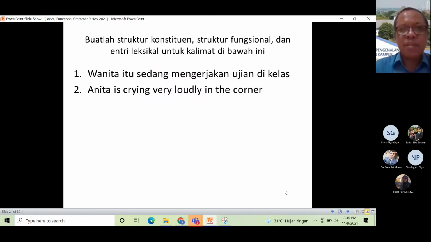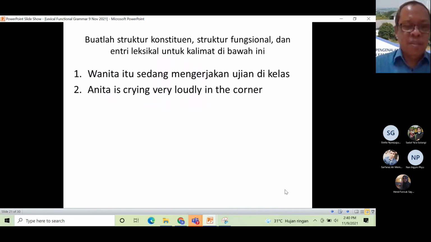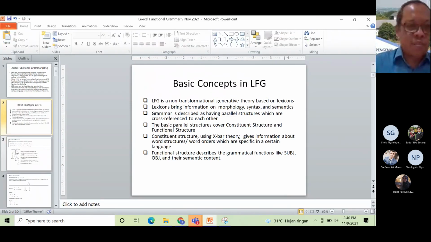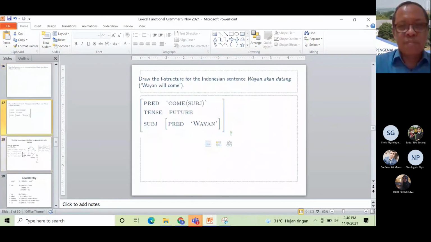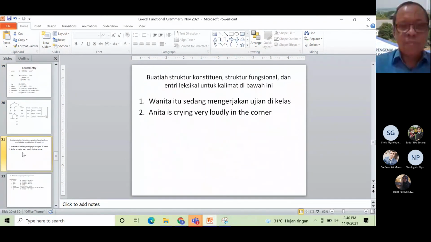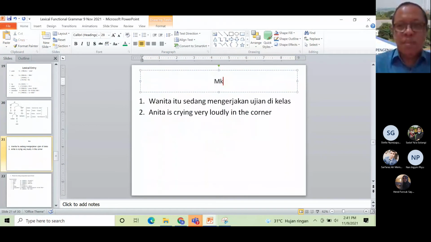I would like you to have a look at the examples here, and please think of constituent structure and functional structure. I don't want you to work on that. I will change it.